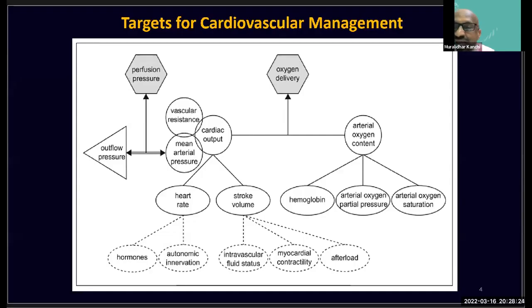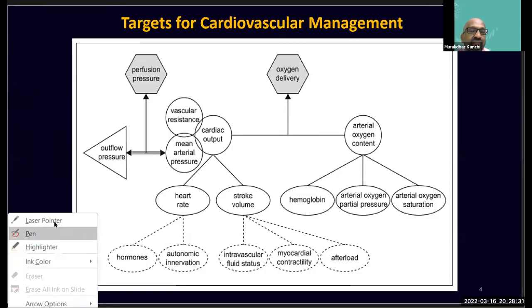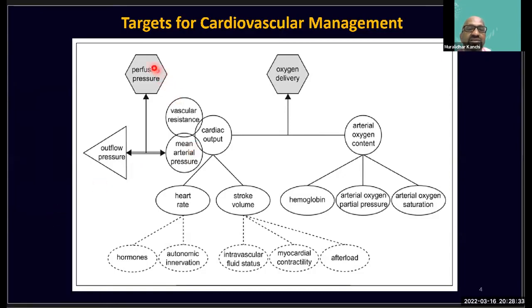When we are targeting hemodynamic parameters, there are two main parameters, that is the perfusion pressure and the oxygen delivery. That is, how much blood is going at what pressure and how much oxygen it is carrying. These are the most important parameters for optimization of hemodynamics.